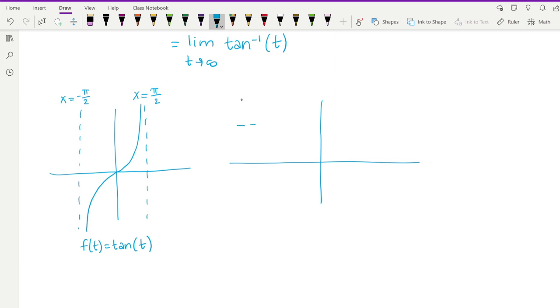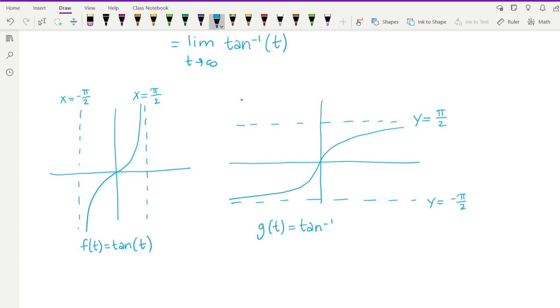And so the graph of inverse tangent, instead of having vertical asymptotes, is going to have horizontal asymptotes. So it's going to have an asymptote at y is equal to π/2 and at y is equal to -π/2. And so instead of looking the way that this one does, it's going to look, and hopefully I'll draw this curved the right way, I think that's right, something like this. So let's call this g of t is equal to inverse tangent of t.